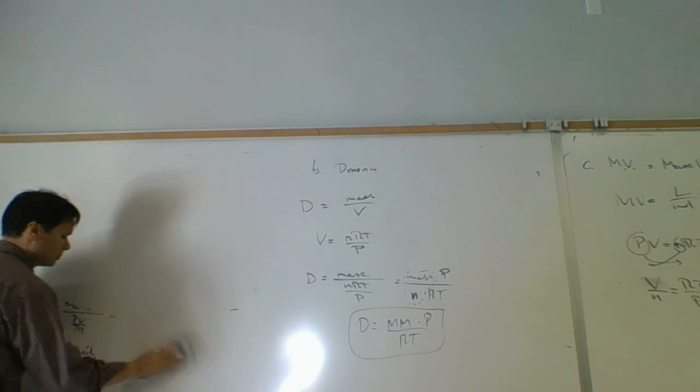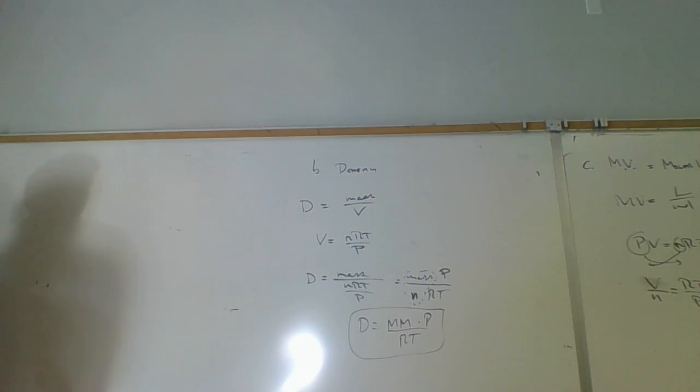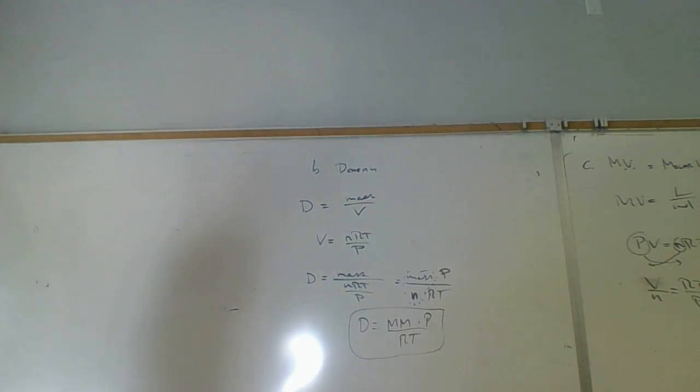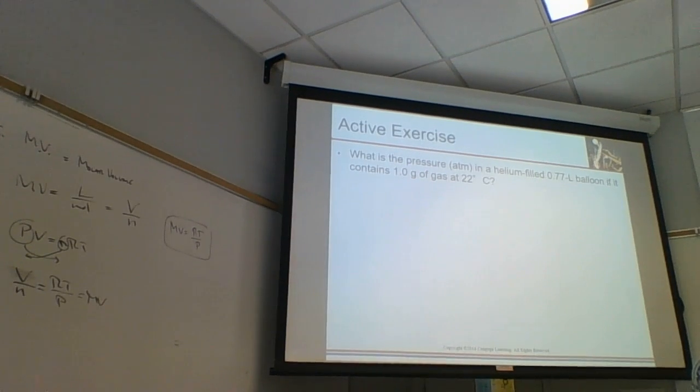And so let's take a look at some calculations here. First calculation is, what is the pressure in a helium-filled 0.77 liter balloon if it contains 1.0 grams of gas at 22 degrees C. All right, so they want to know what the pressure is. Well, we need the volume. What is the volume? The volume is 0.77 liters.